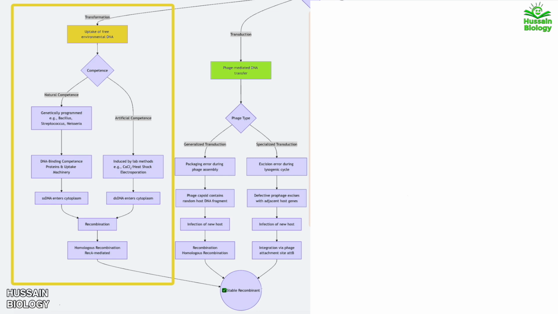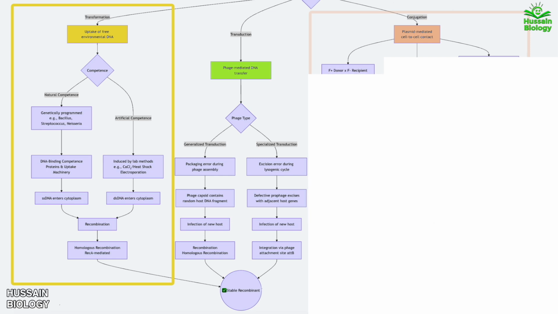to exchange genetic material. The third major pathway of horizontal gene transfer is conjugation. This is a plasmid-mediated cell-to-cell contact process. Unlike transformation or transduction, here the DNA is transferred directly from one living bacterium to another through a physical connection. The classic example is the F plasmid system. In this setup, an F plus donor bacterium, which carries the fertility plasmid, comes in contact with an F negative recipient. The donor extends a structure called a sex pilus, which attaches to the recipient and then retracts, bringing the two cells together to form a mating bridge.